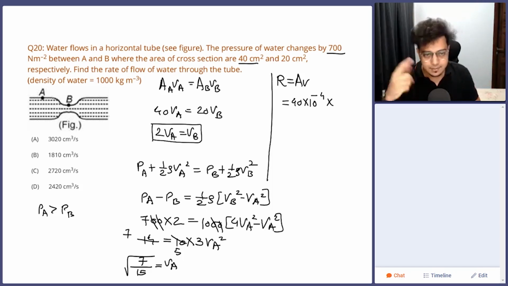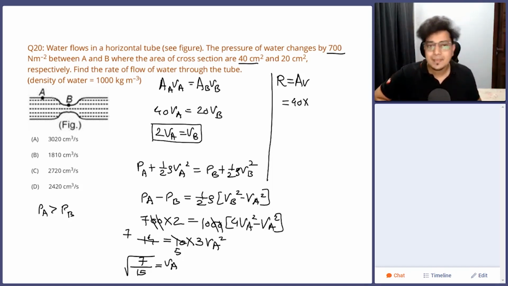Wait. This is already in centimeter. There is no need to convert the area. We have to convert velocity, because velocity is in SI unit, that we have to convert into CGS. Because whatever calculation we did for velocity was all in SI units. Pressure unit per meter square, then density in SI unit. The relation between velocities doesn't depend on units. Whether you measure in centimeter or meter, velocity at point B will be double the velocity at point A.